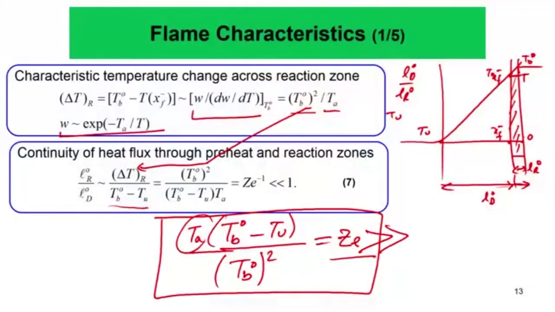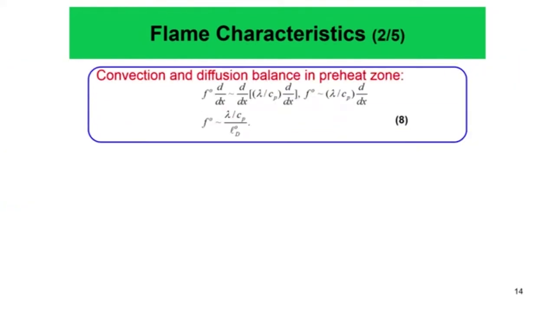The inverse of this is much, much greater than 1, whereas 1 by Zeldovich number should be much, much less than 1. So essentially we see that LR0 by LD0, which is equal to 1 by Zeldovich number, should be much, much smaller than 1. This is the consideration, that LR0 by LD0 should be much smaller than 1.